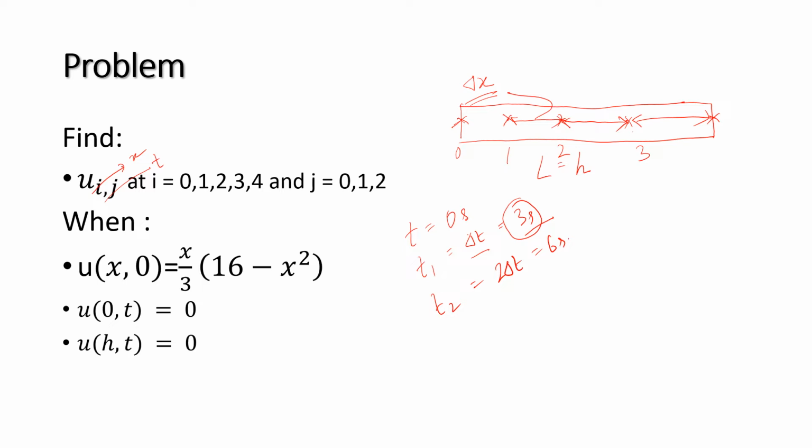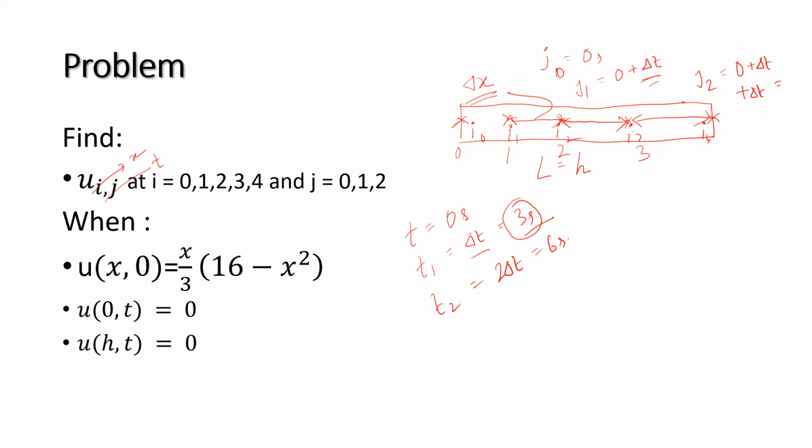i means x, j means t. So these are all i. This is i1, i2, i3. This is i0, this is i. And j is the t. So j0 is the 0 second initial time. After del t has passed, this will become j1. So this will become 0 plus del t. So whatever value del t is, j1 will be that. And j2 will be 0 plus del t plus del t. So whatever value del t is, multiplied by 2 will be j2.